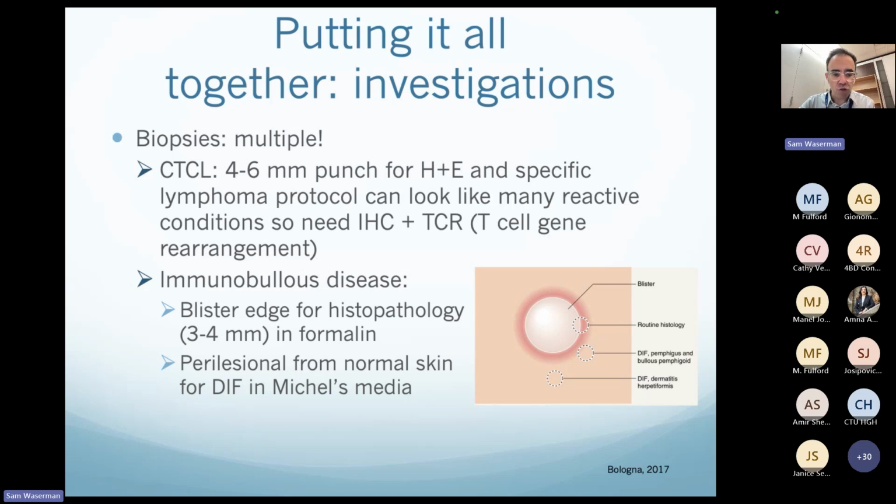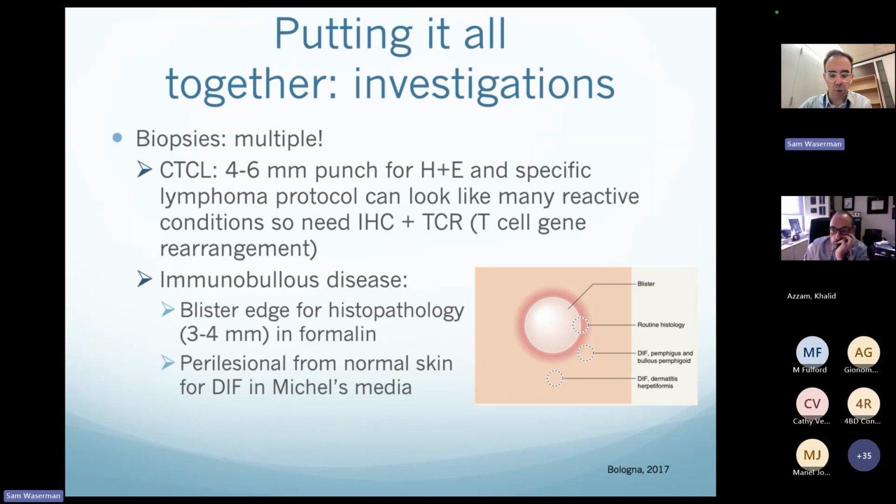If it's a small blister, if you could actually do a more sizable biopsy, it would be great if you could get the entire vesicle and sort of the background erythema, if there is any. That would be the highest yield. But generally, blister edge and a fresh lesion, fresher is better. Blister edge for histopathology in formalin, perilesional for DIF in Michel's media. The Michel's media is critical. You have to call pathology and they'll deliver it.